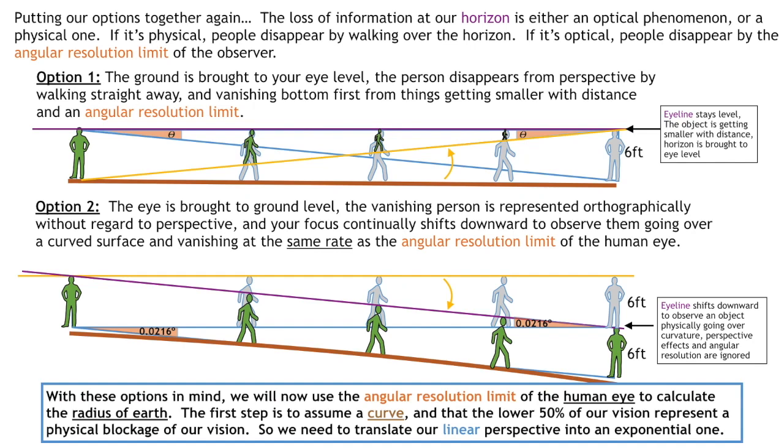So with these options in mind, we will now use the angular resolution limit of the human eye to calculate the radius of Earth. The first step in doing this is to assume a curve, and that the lower 50% of our vision represents a physical blockage of our vision. So we need to translate our linear perspective into an exponential one.